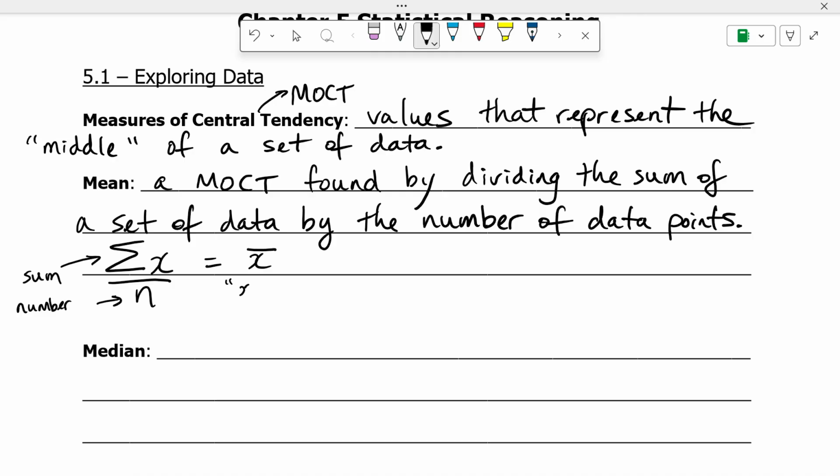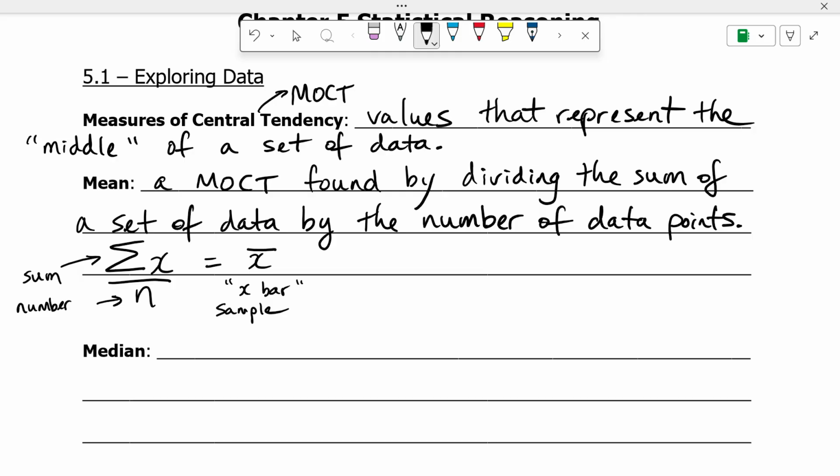The symbol mathematically for a mean of a set of data is x bar. We actually call it x bar. And that is for a sample. Just like statistics themselves are for samples. They're called parameters when you're doing a population.